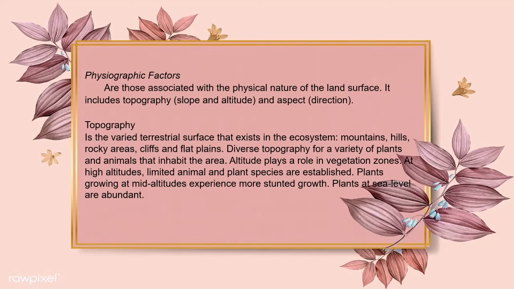Next are physiographic factors, those associated with the physical nature of the land surface. It includes topography, slope and altitude, and aspect or direction. Topography is the varied terrestrial surface that exists in the ecosystem: mountains, hills, rocky areas, cliffs, and flat plains. Diverse topography supports a variety of plants and animals that inhabit the area.